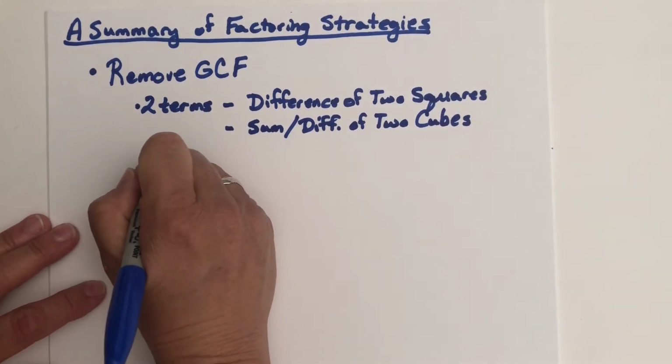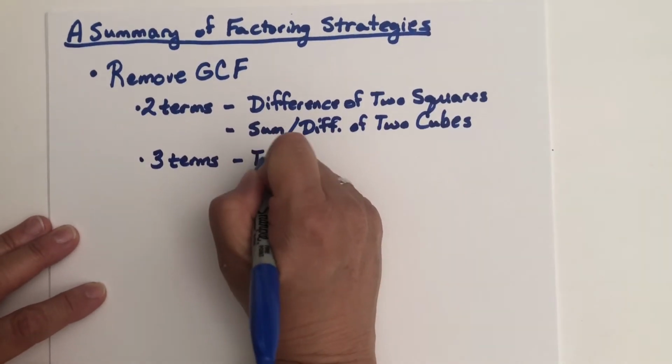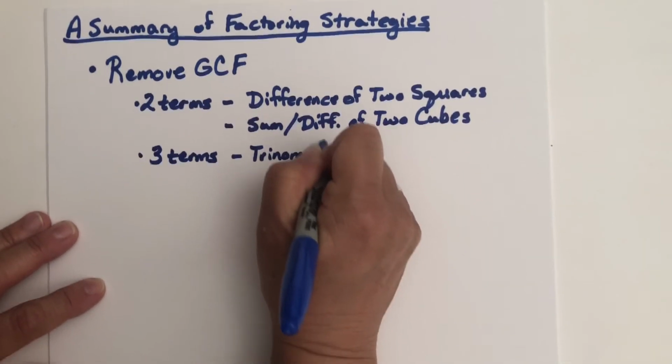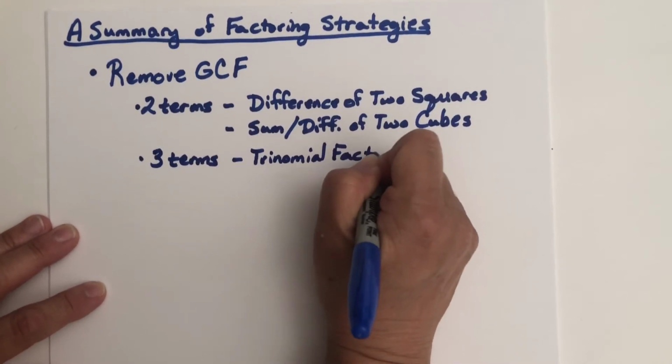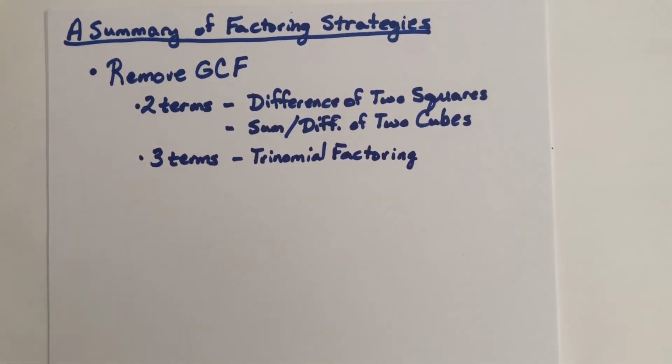If you have 3 terms, I'm just going to call it trinomial factoring, because people factor 3 terms in a variety of ways. I personally use trial and error. Some people call that guess and check, but other people prefer a different strategy like the AC method or grouping, or maybe some other custom name that you use for factoring trinomials. As long as you're proficient at factoring trinomials, that's good enough.